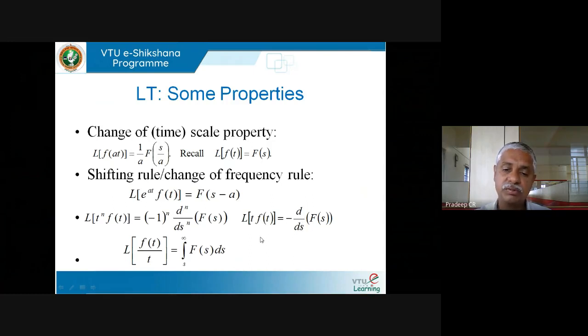So integration corresponds to division by t. Some sort of inverse, at some level some interesting masala is happening. We won't go into details of that, but just keep it in mind. So here, L of f(t) by t is the integral of capital F(s) ds. That means if I know Laplace of small f(t), I know Laplace of f(t) by t. All I have to do is integrate it. In the other case, if I know Laplace of f(t) and want Laplace of t f(t), we just differentiate. So by differentiating and integrating, I do some algebraic operations.